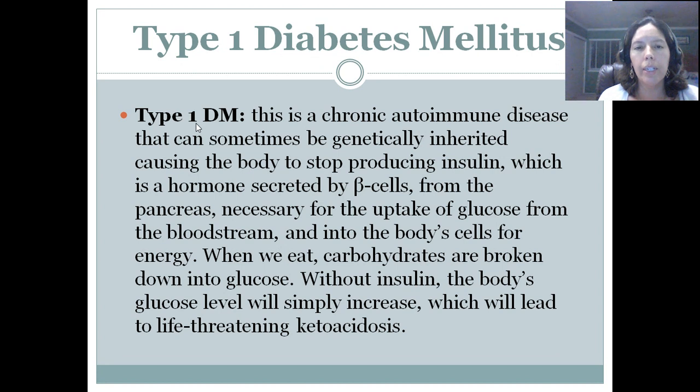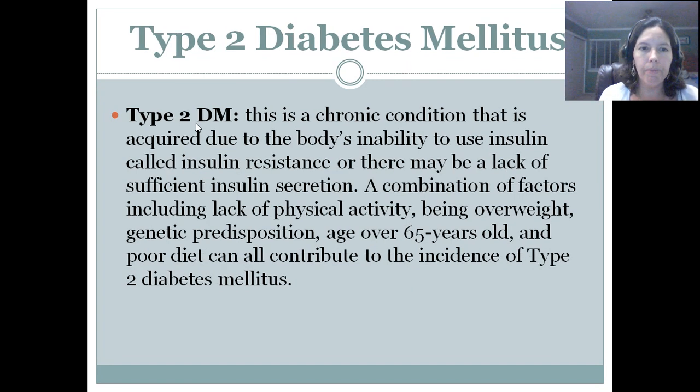Type 1 diabetes is a chronic autoimmune disease that can sometimes be genetically inherited, causing the body to stop producing insulin, which is a hormone secreted by beta cells from the pancreas necessary for the uptake of glucose from the bloodstream and into the body cells for energy. When we eat, carbohydrates are broken down into glucose. But without insulin, the body's glucose level will simply increase, which will lead to life-threatening ketoacidosis.